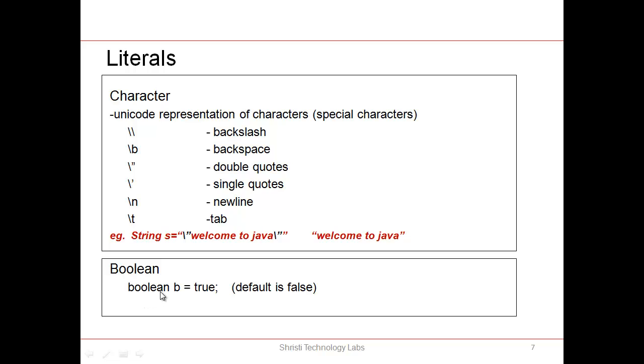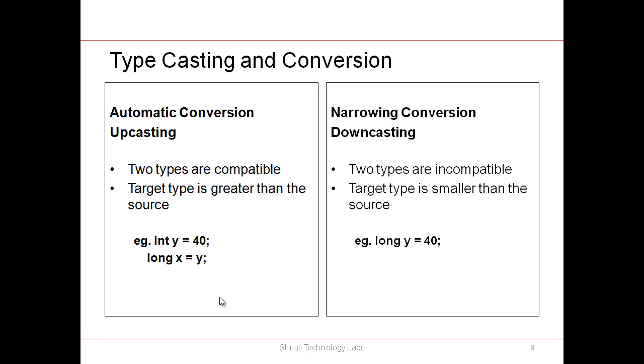Boolean is the data type, B is the variable name, true is the literal value. So now you know how to declare a variable in Java. The next step you need to know is about typecasting. What is typecasting? If I want to convert my variable from one data type to another data type, we are going in for typecasting. In typecasting, there are two types.